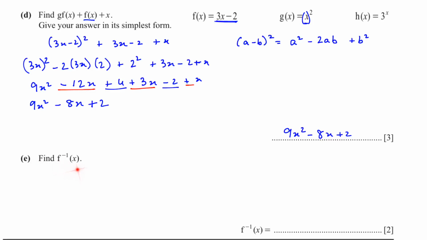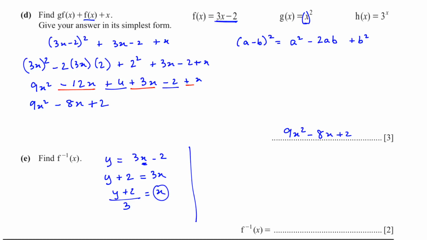Part E. Find the inverse of f of x. This is our f of x. In place of f of x, write y is equal to 3x minus 2. The main thing here is to make x your subject. So y, the -2 will become +2. Divide the whole thing by 3. So this is equal to x. In place of x, now we are going to write f inverse of x. And in place of y, we will write x. So f inverse of x is (x plus 2) over 3.